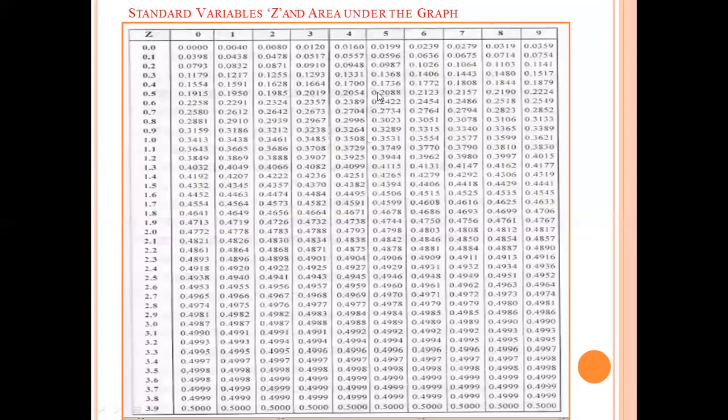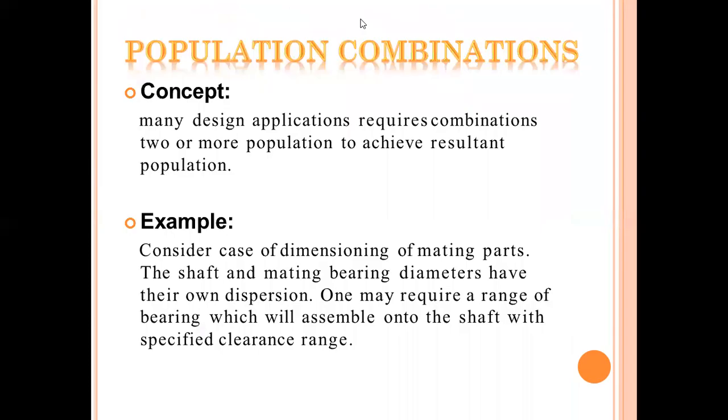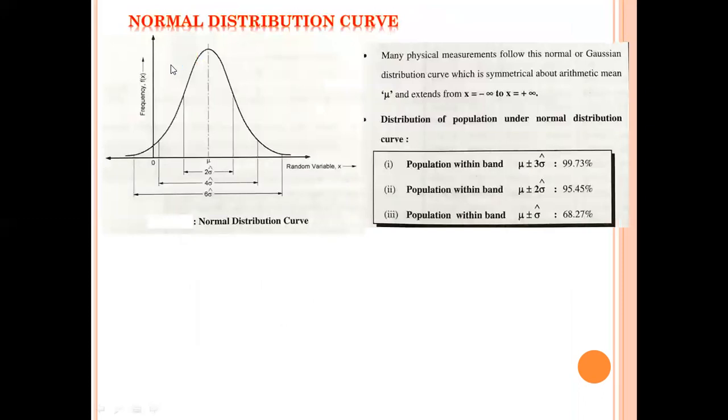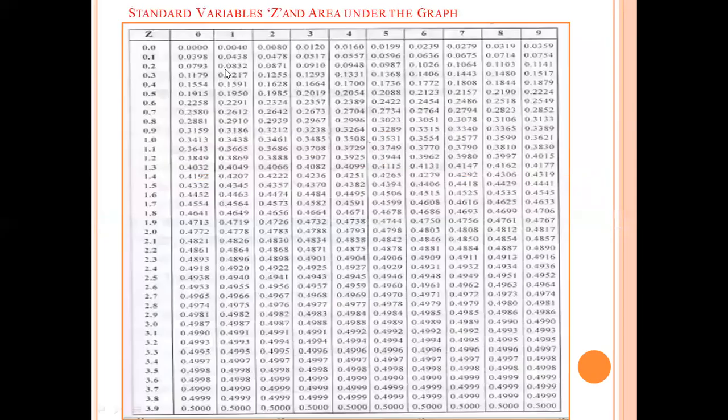Then this is the standard variable z and the area under that graph. For z values from 0 to positive infinity and 0 to negative infinity, the values of z are provided. For example, if a certain z value comes, we will see this in actual problems. How is that z value calculated? It comes from the conversion of the normal distribution curve into the standard normal distribution curve. At that time, the standard variable z occurs.